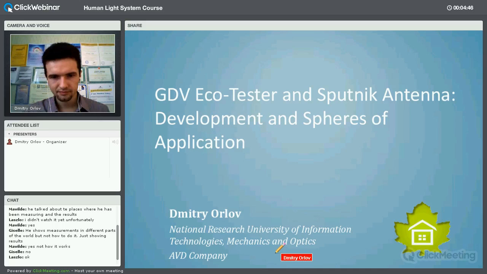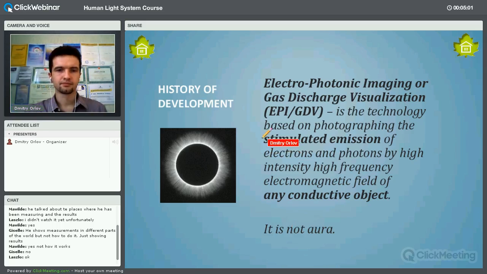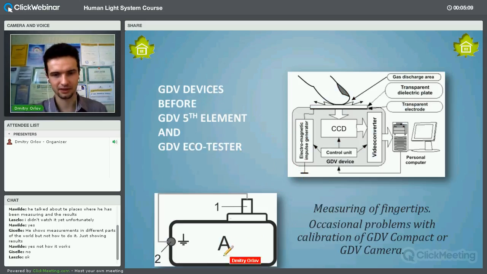So we will talk about Sputnik antenna and the device that was constructed, or even Bio-Well appeared. It was called GDV Ecotester. So, well, all of you already know what is GDV, an API, and that it is not our. We have devoted special time for that.